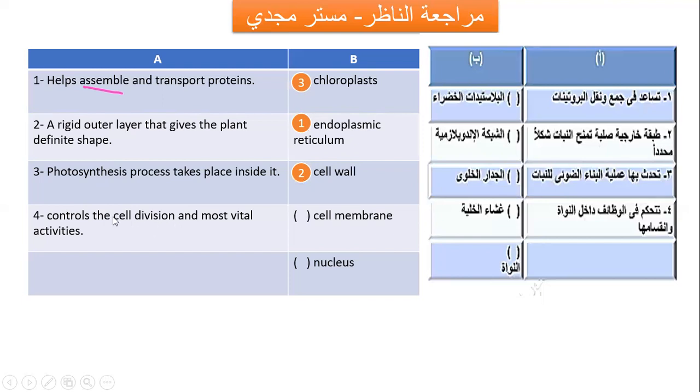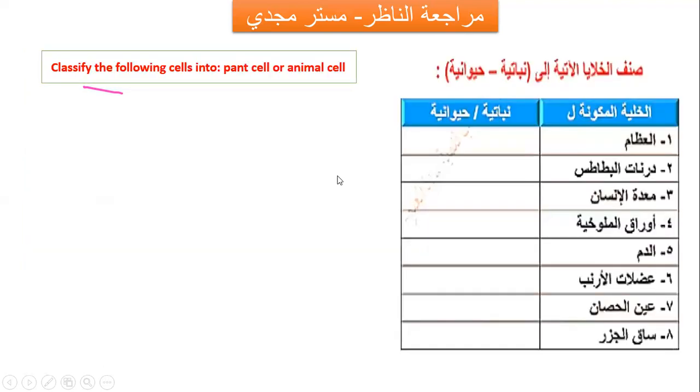What controls the cell division and the most vital activities of the cell? Yes, we have just said it, nucleus. Easy? Yes. Let's move to another question.